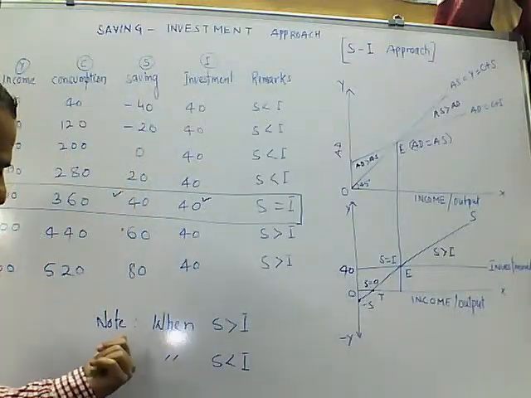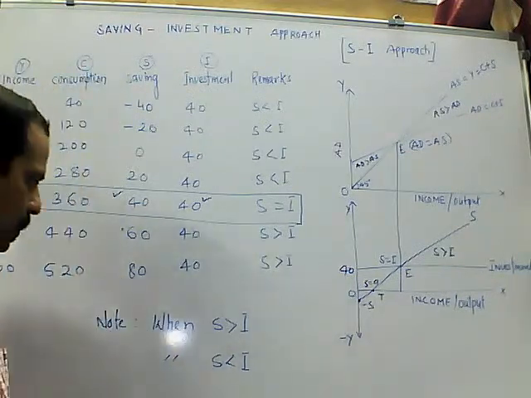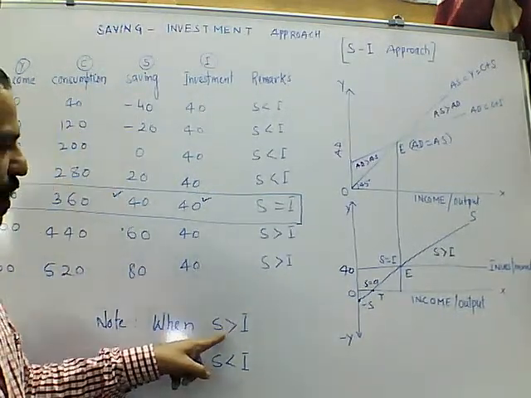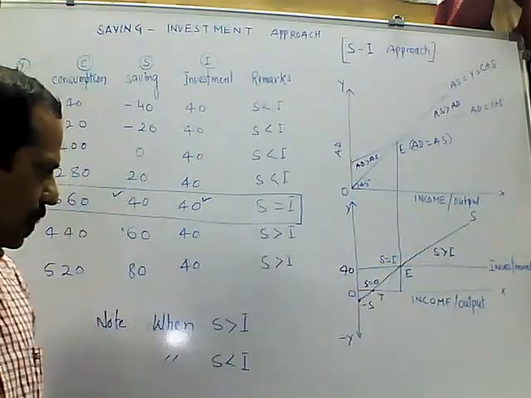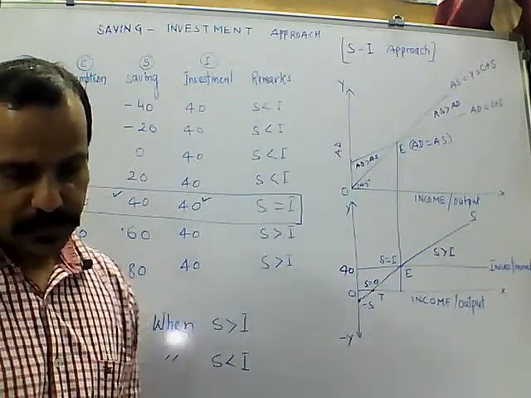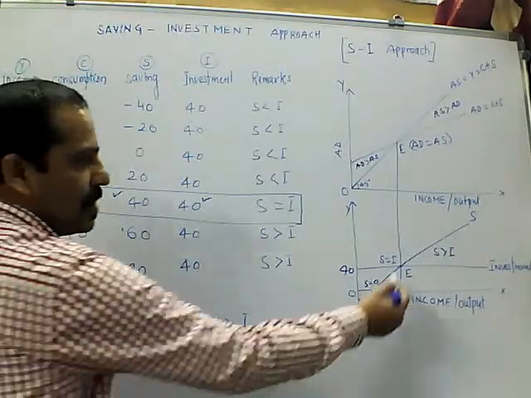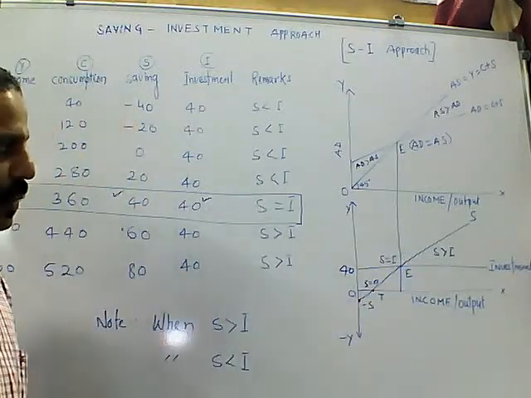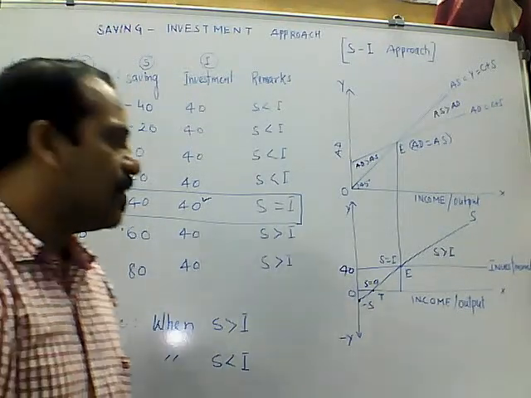Now note the conclusion. First point: savings less than investment. So when savings are less than investment, how do we find the equilibrium? And when savings are more than investment, how do we find it?